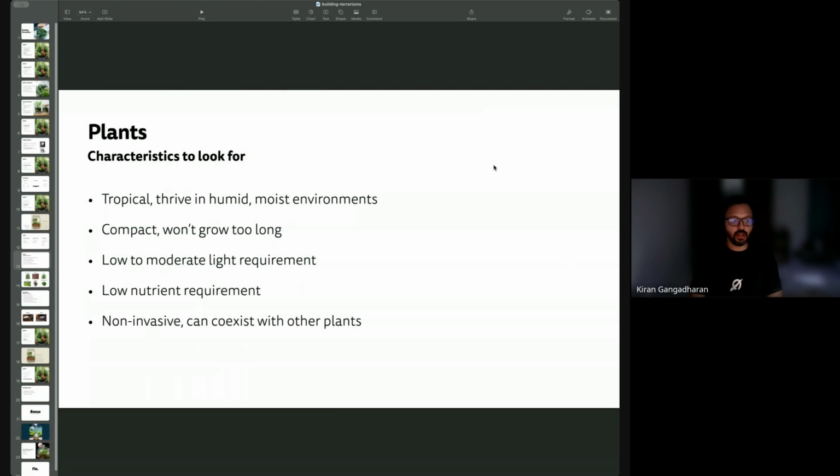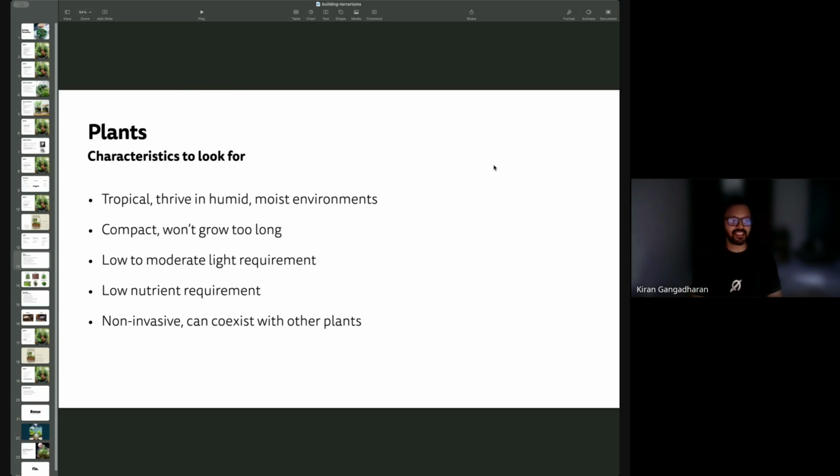Low to moderate light requirement. You generally don't want to keep a terrarium exposed to direct sunlight, because that burns the leaves. It increases the temperature and makes the ecosystem unstable. So that's a no, and that I know from hard experience.